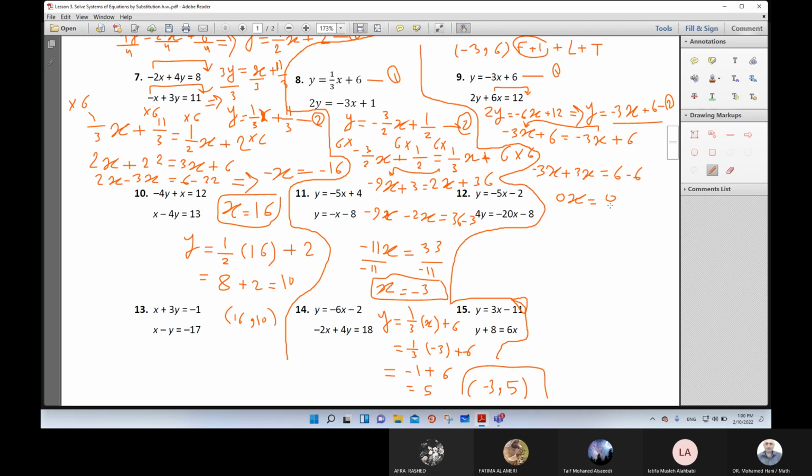Which number times 0 equals 0? We have infinitely many solutions. So the answer, we have infinitely many solutions. Who has any question about this idea? Is it clear for all?